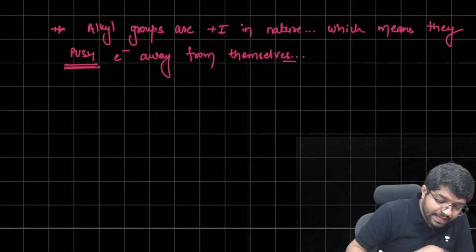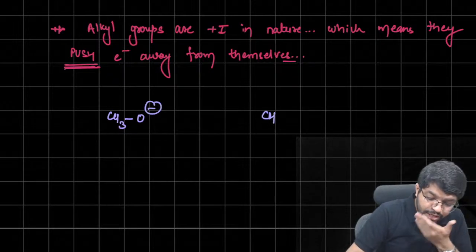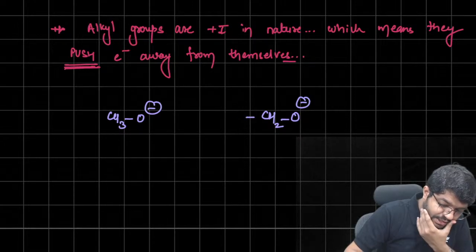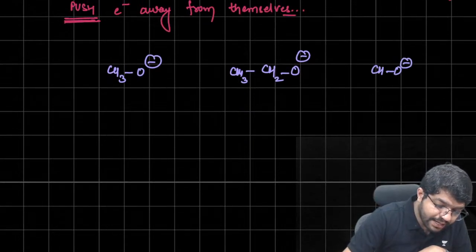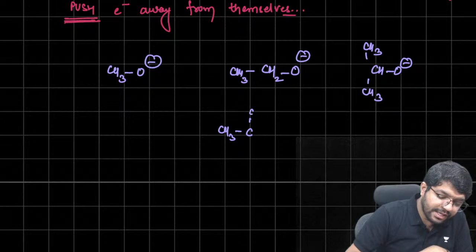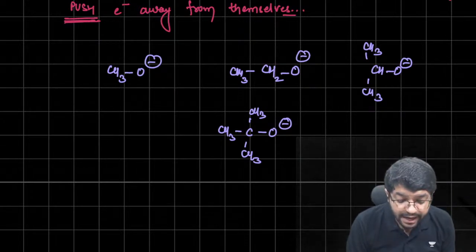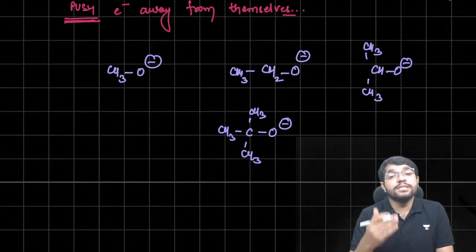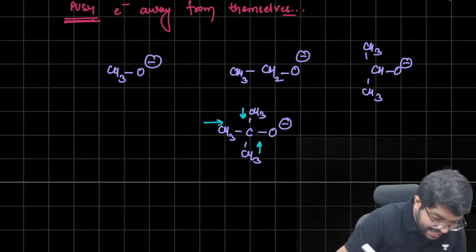Just as an example, it is going to be CH3O minus. Then CH3CH2O minus. Then one more, CH3CHO minus with another CH3. And last, (CH3)3CO minus. Quick answer, how does it go? It's very simple: the more the number of alkyl groups, the higher is the plus I.